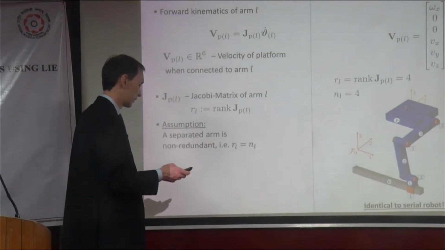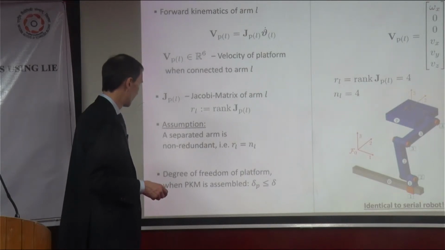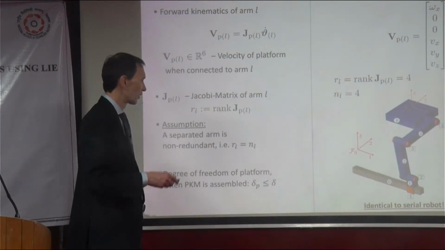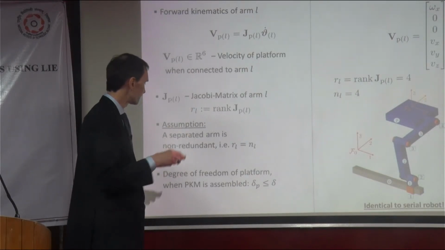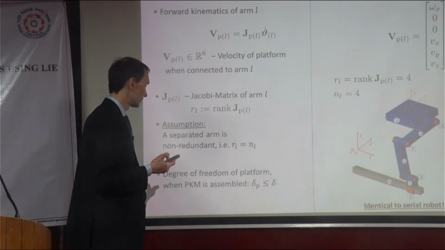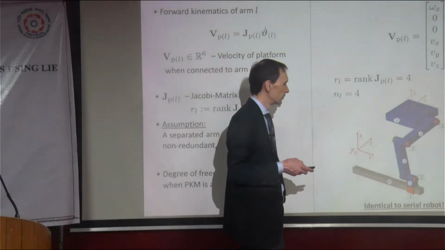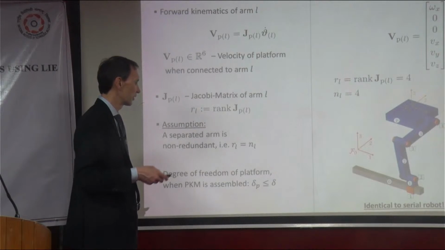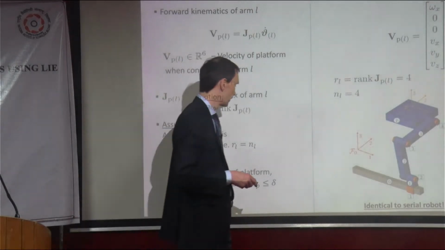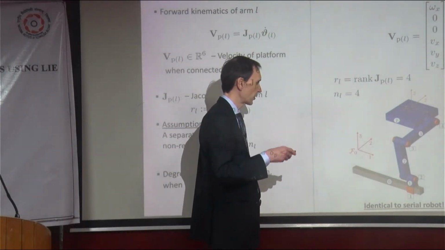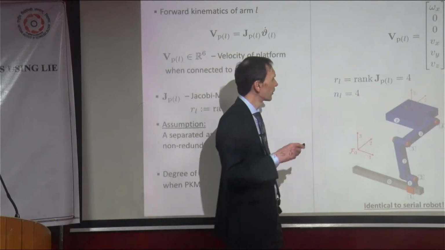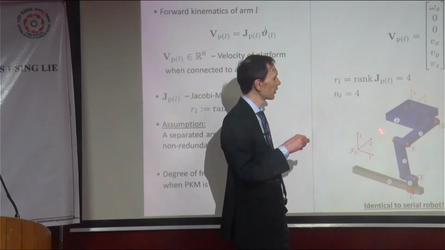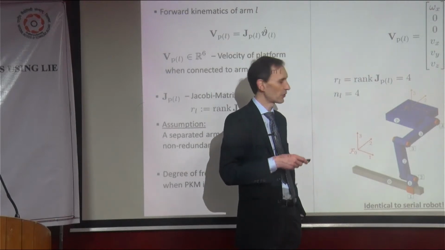So it's non-redundant. And then what we also assume is that the degree of freedom of the platform, of the PKM, is not greater than, or is equal or less than, the degree of freedom of this kinematic chain. Okay, what I'm talking about is the following. Now we concluded that the platform, now I can ask, what is the degree of freedom of the platform if it's only connected to this limb?